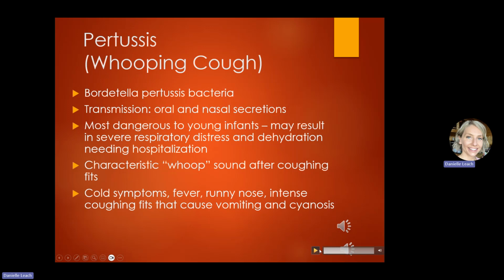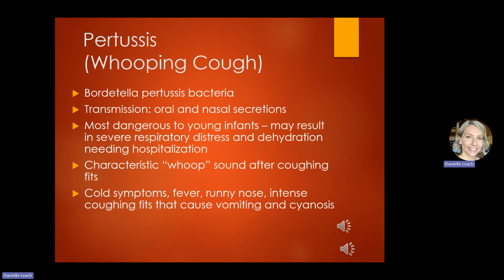Pertussis is also known as whooping cough. So it's caused by the Bordetella pertussis bacteria. It's transmitted by oral and nasal secretions. So this disease is most dangerous to young infants. It can result in severe respiratory distress and dehydration, which could need them to be hospitalized.